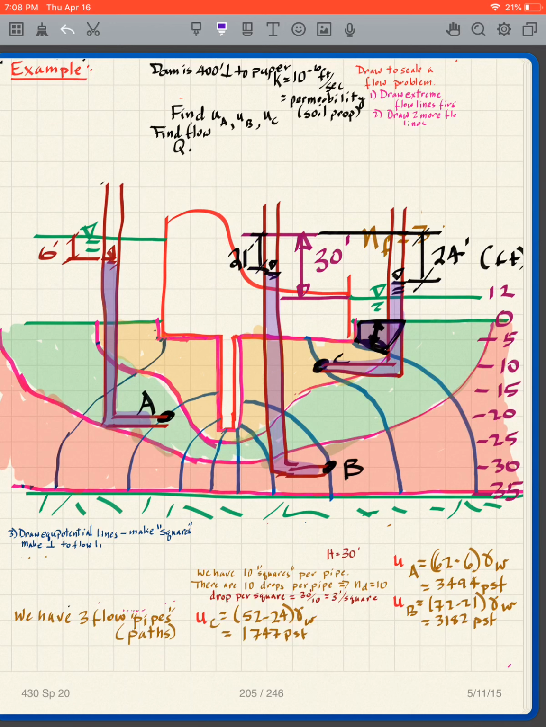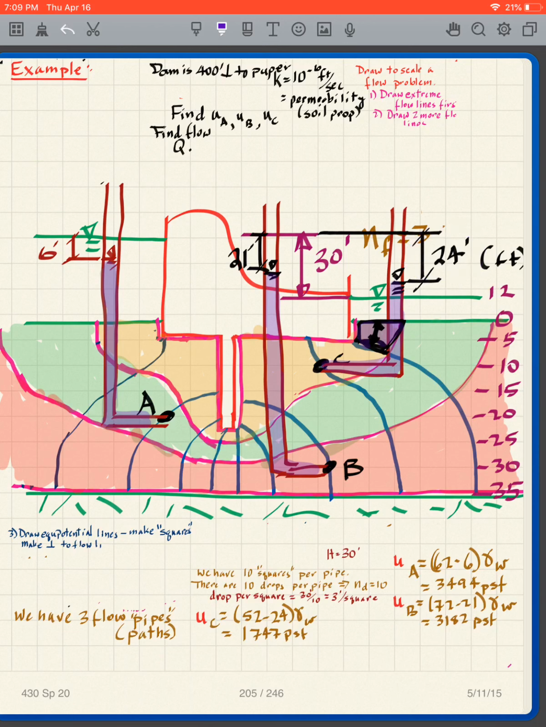Let's do point C now. To get to point C, I'm in this flow path. 1, 2, 3, 4, 5, 6, 7, 8. I go through 8 squares to get to point C. So at 3 feet per square, 8 times 3 is 24. I get a 24 foot drop from the upstream water level.